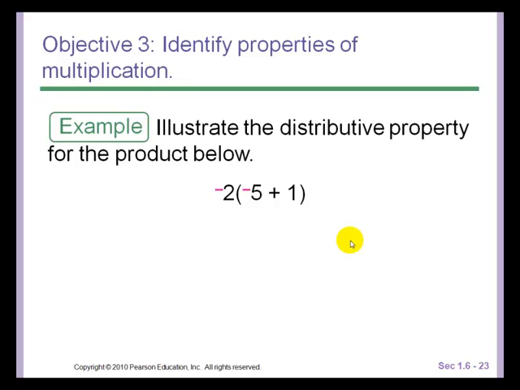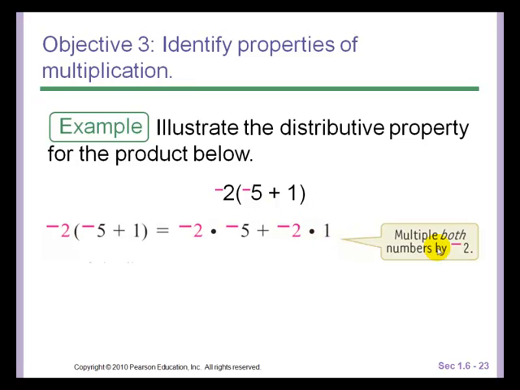So now let's look a little closer at it. We can distribute that negative 2 to both values. So you have negative 2 times the negative 5 and the negative 2 times the 1. Let's simplify both sides to show that they are equal. On the left, we start with the parentheses. Negative 5 plus 1 is negative 4. Now we carry down the negative 2 and do negative 2 times negative 4 is positive 8.